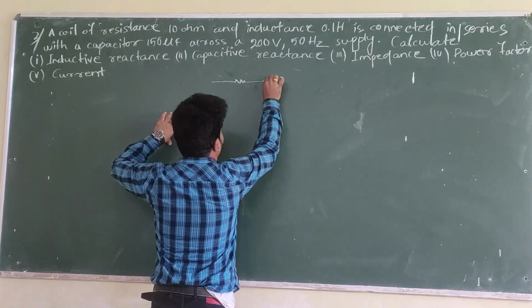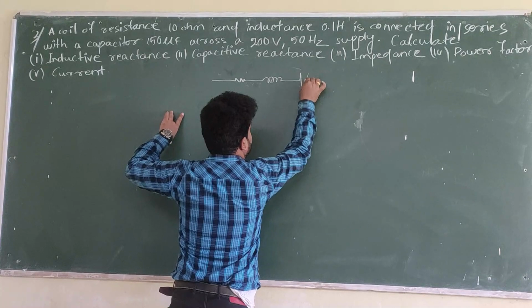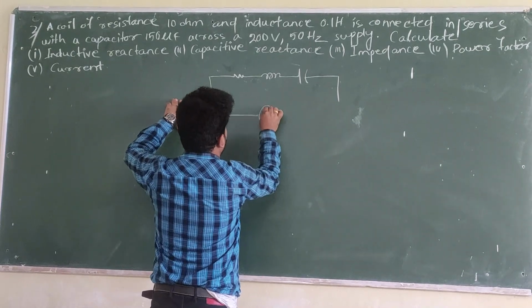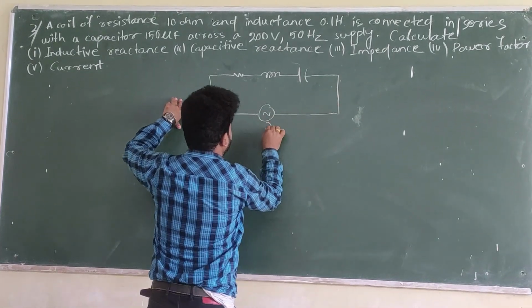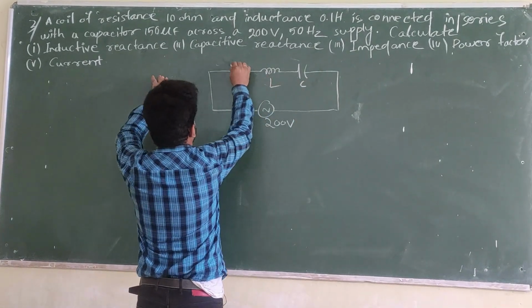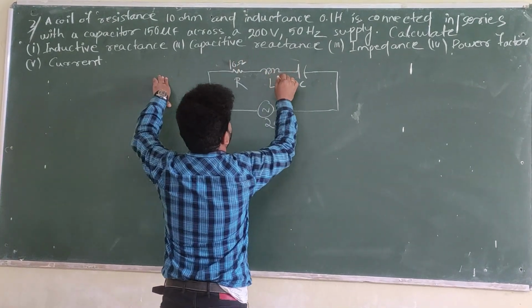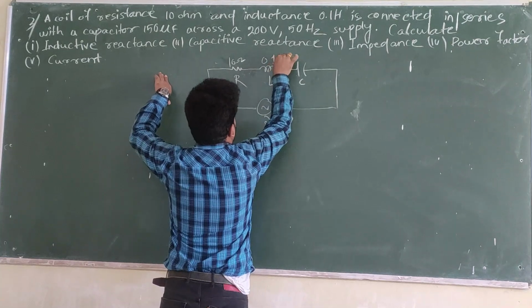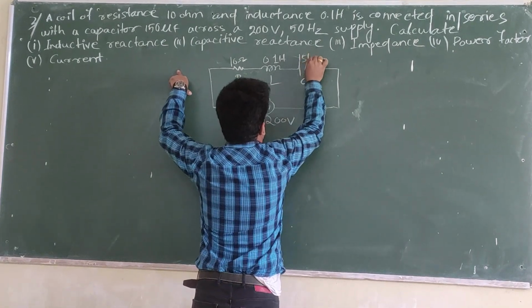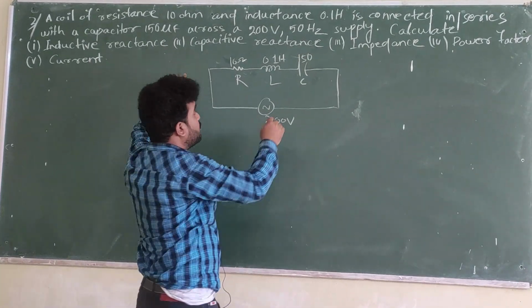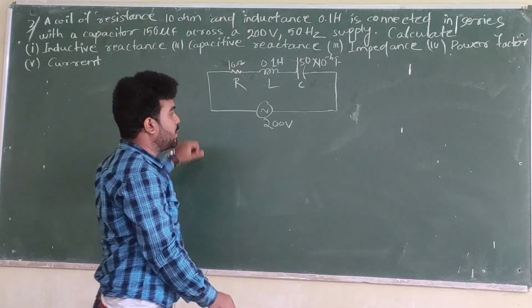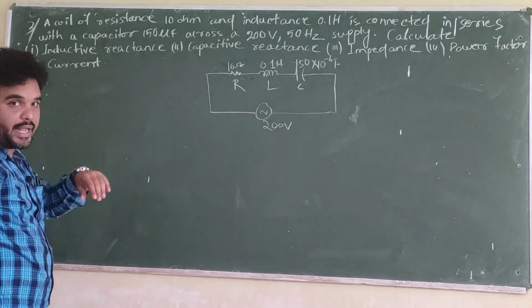This is your R, this is your L, this is your C. So what is the supply voltage? It is 200 volt. R is 10 ohm, L is 0.1 Henry, C is the capacitor, 150 microfarad. Microfarad means 150 into 10 to the power minus 6 farad. So this is the circuit diagram.